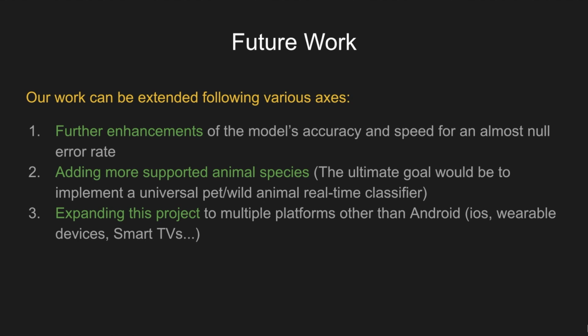Future work. So our work can be extended in the following various axes. Number one, we can build further enhancements of the model's accuracy and speed for an almost null error rate. We've just seen that the cat model is not very reliable. Again, during the demo we'll explain that it has a scientific explanation. And number two, adding more supported animal species. The ultimate goal would be to implement a universal pet and wild animal real-time classifier. So that will be the ultimate goal.